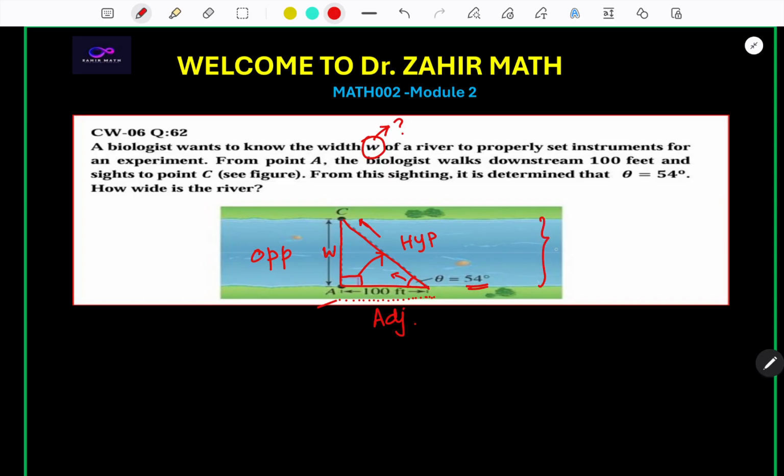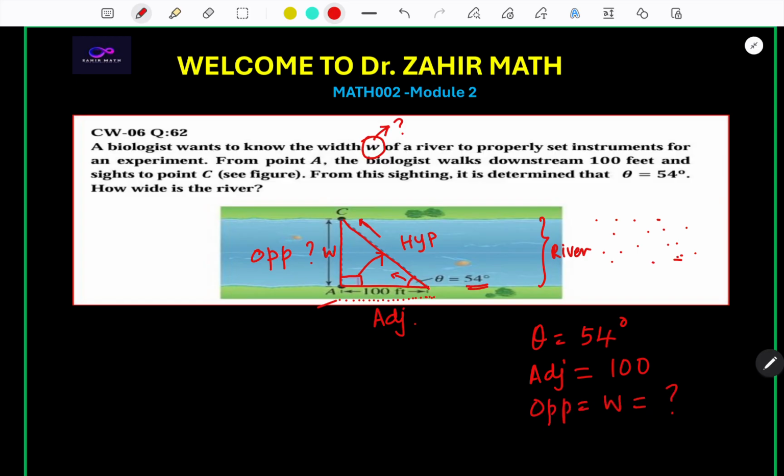Look here, this is the river. The river is going like this. The river is going like this. How wide? So they are asking this W. That means, okay. So what are the things we have? We have theta equals 54 degree. And we have the adjacent side, which is equal to 100. And we have the opposite side, which is equal to W. We want to find the question mark, right?